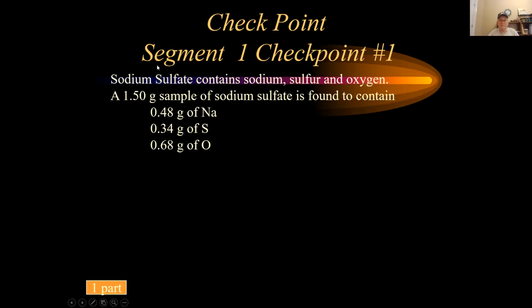Here's a compound called sodium sulfate. It contains sodium, sulfur, and oxygen. Some of you may already know what that formula is. But here's a true example. If I took 1.5 grams of sodium sulfate and decomposed it, what I would find is it contains 48.48 grams of sodium, 0.34 grams of sulfur, and 0.68 grams of oxygen.